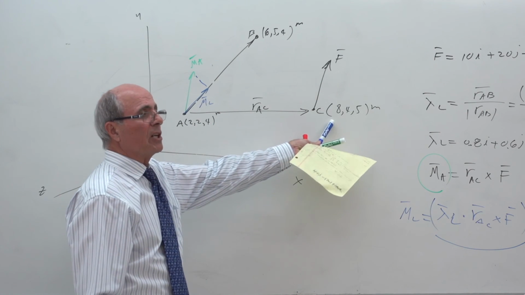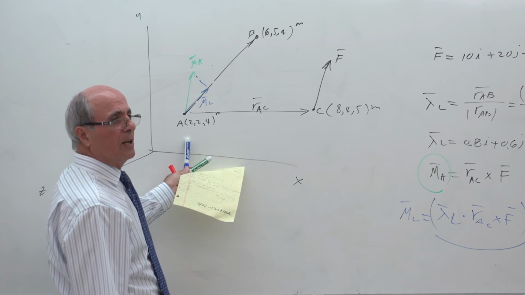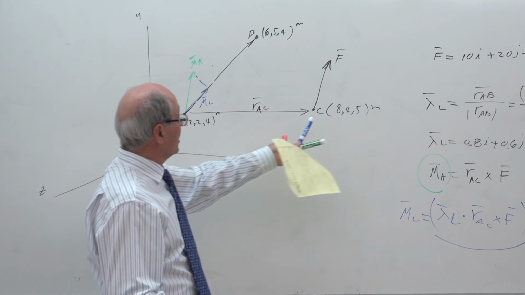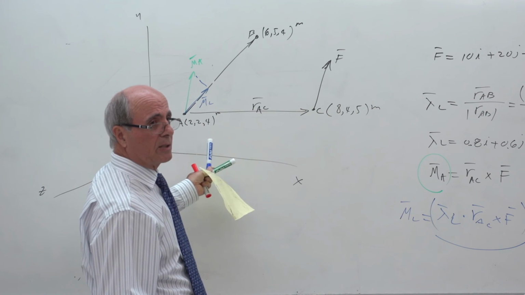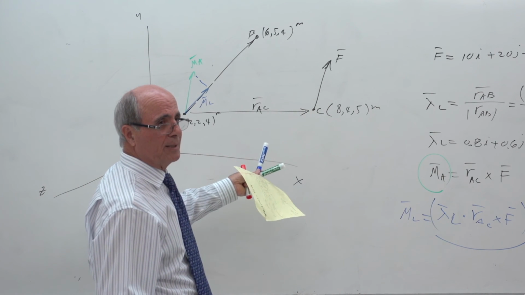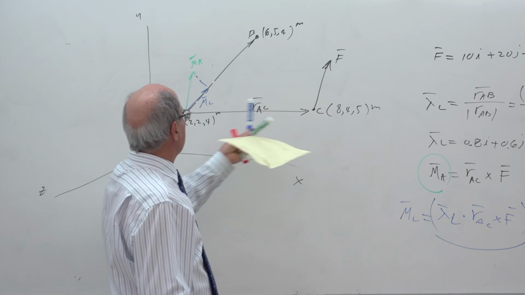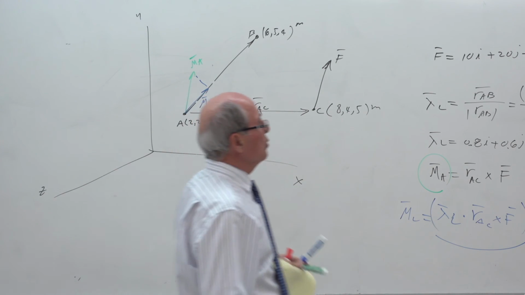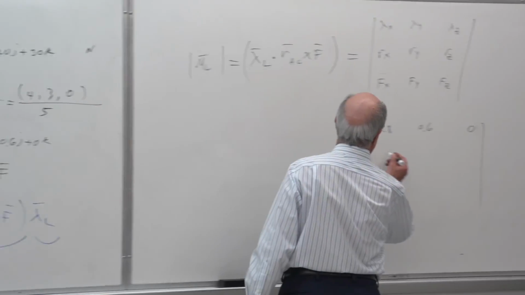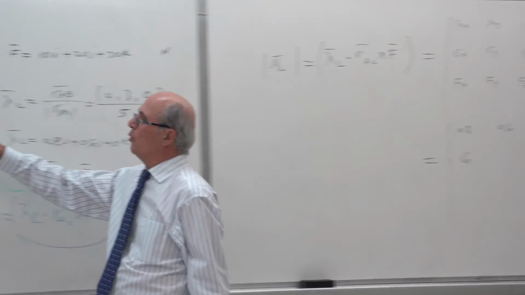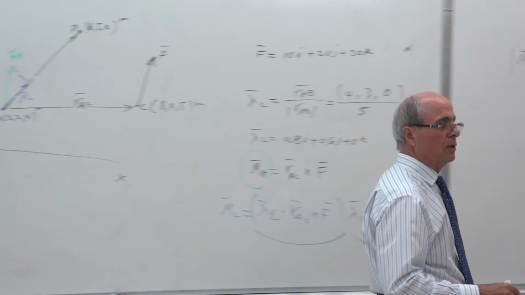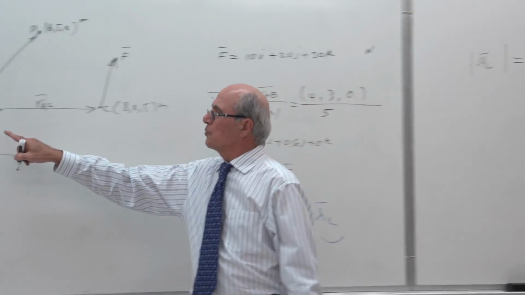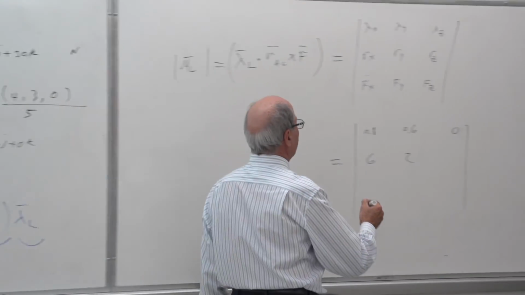RAC, which is coordinate of C minus coordinate of A. Is that correct or not? Yes? What did I say? I said B. No, okay. Coordinate of C minus coordinate of A: 8 minus 2, which is 6. Correct. And then the second one, 4 minus 2 is 2. And finally, 5 minus 4, which is 1.